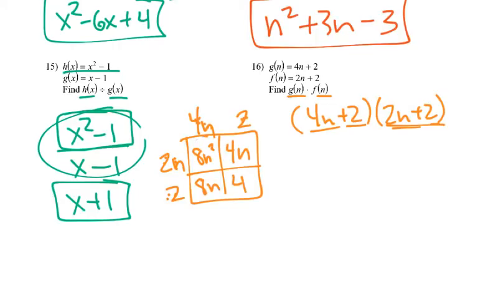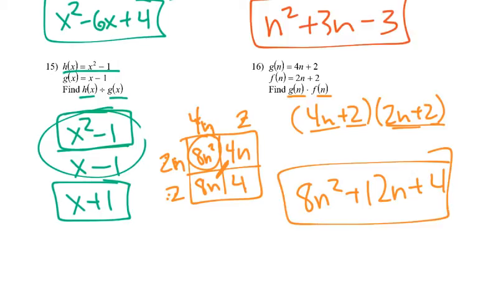Then combine the like terms. There's no other squared, so 8n squared. There's a 4n and an 8n, so it becomes 12n. And then there's a 4, so plus 4. Alright, and there we go, guys.